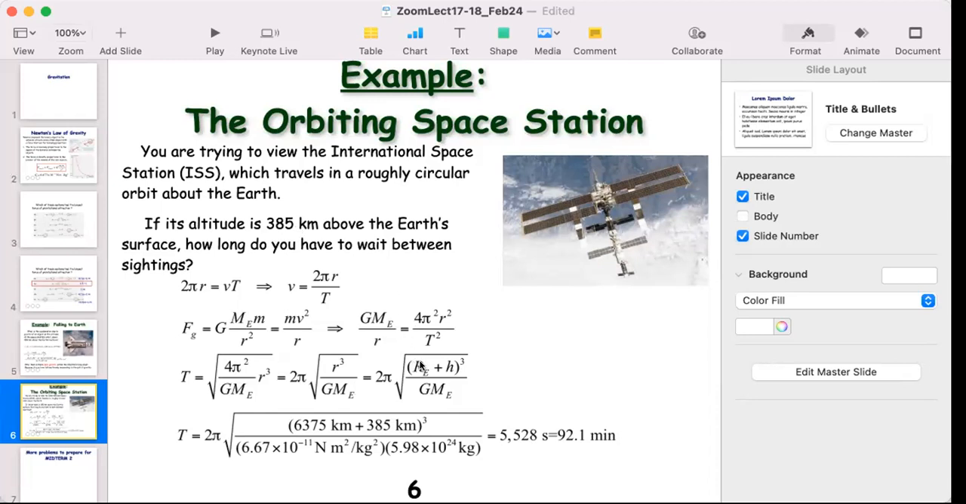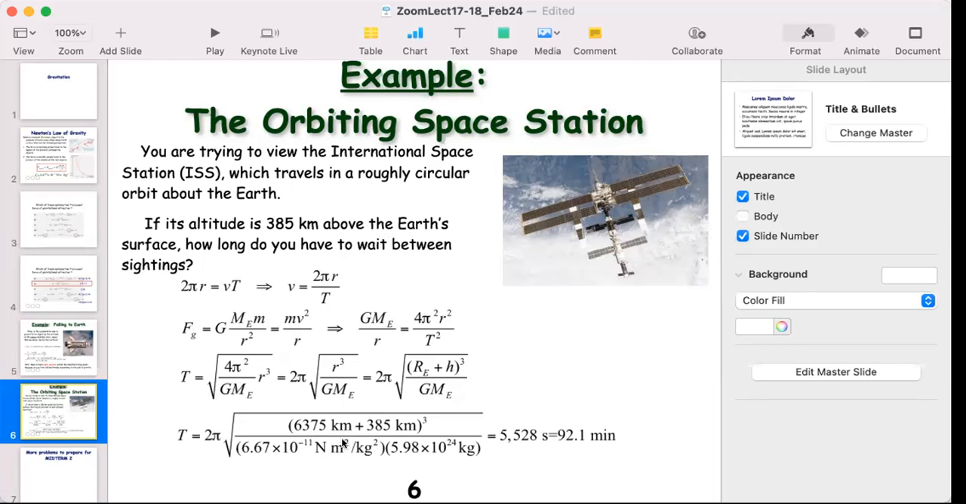The distance is the radius of our planet plus h, to the cube, okay? So this is the distance. Then we substitute all the numbers, again making sure they are in kilometers. Yes, they are all in kilometers. And then, because here I have meter squared, this number will need to be in meters, okay?